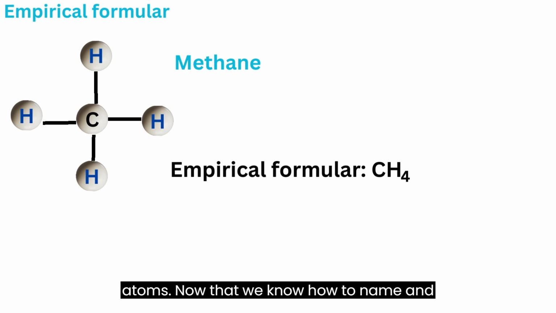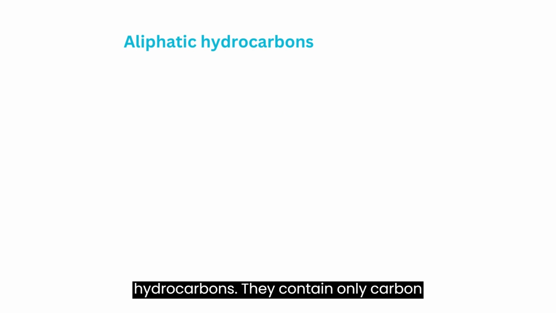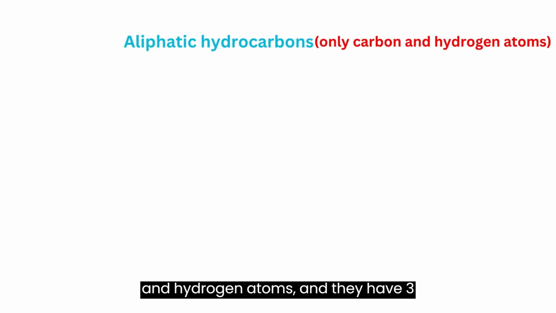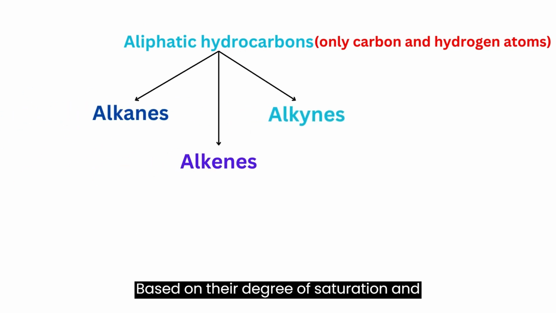Now that we know how to name and describe organic compounds, let's look at some examples of different classes of organic compounds. There are many classes of organic compounds, but we will focus on some of the most common and important ones. The aliphatic hydrocarbons. They contain only carbon and hydrogen atoms, and they have three subgroups: alkanes, alkenes, and alkynes, based on their degree of saturation and number of bonds.